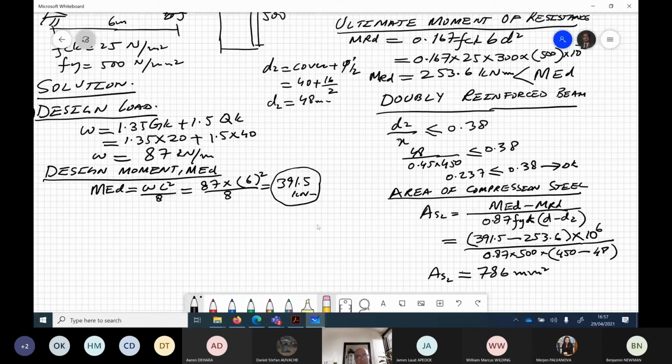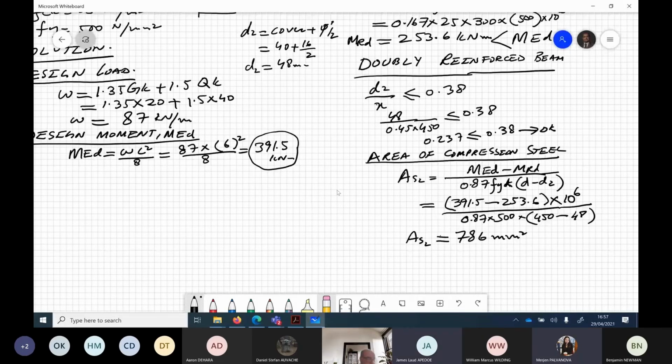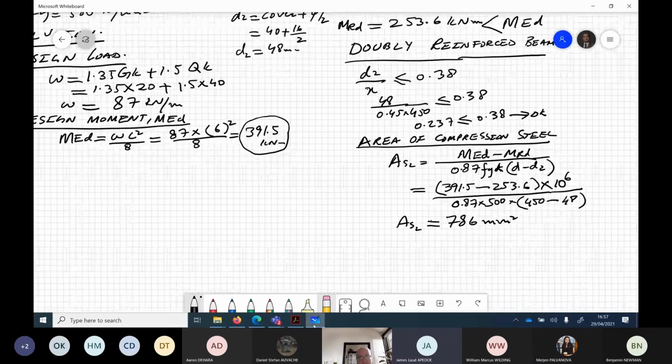Are you getting this as well or not? I had a different diameter assumption. I had 25 millimeter assumption, so I get 805 millimeters squared. All right, okay, that's fine. I'm getting the same as you, Joe. No problem. Area of compression steel is there.